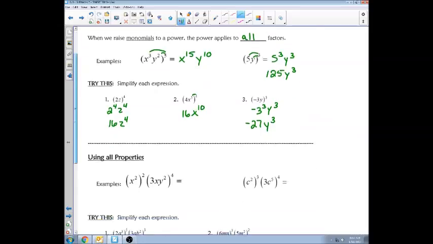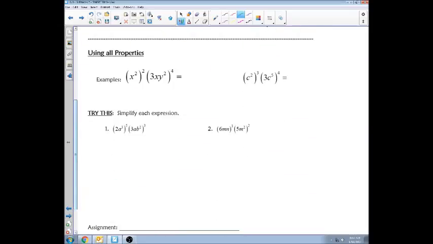So now the last section, we're going to use all the properties. Okay. So the first step is going to be this x squared squared. So I'm going to take 2 times 2, which would get me x to the fourth, times, I'm going to have 3 raised to the fourth power. Well, 3 raised to the fourth power is 81. I have x raised to the fourth power, so that will be x to the fourth. And I have y squared raised to the fourth power, so that will be y to the 8th.